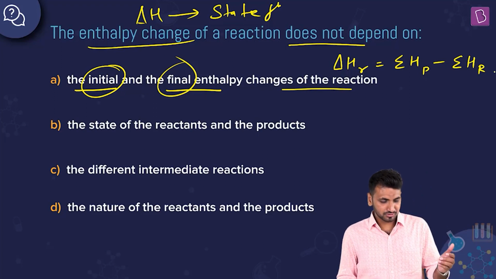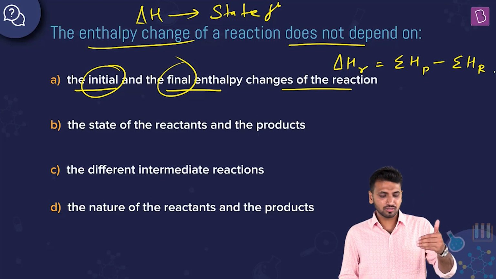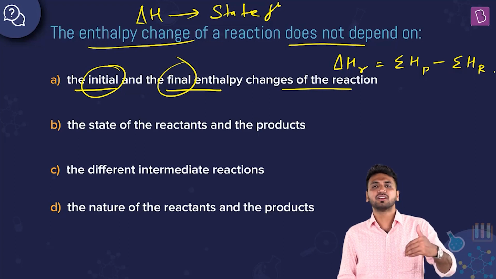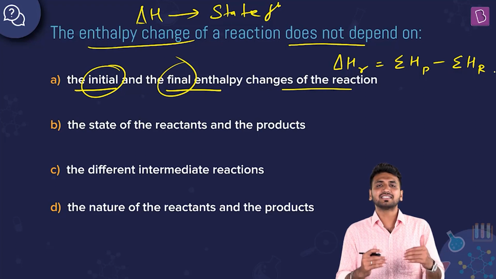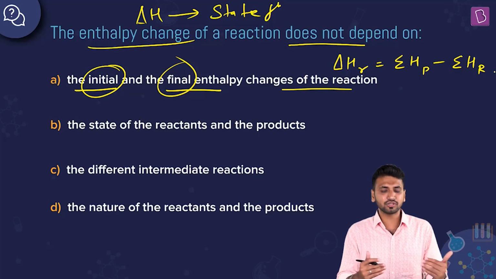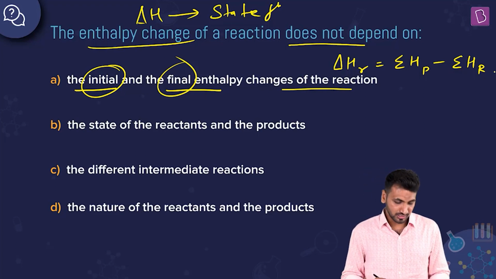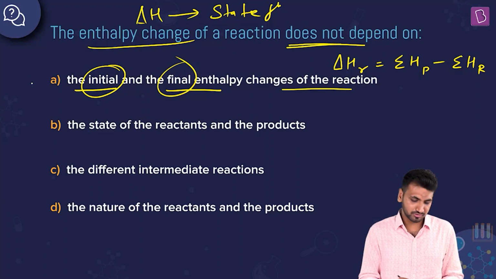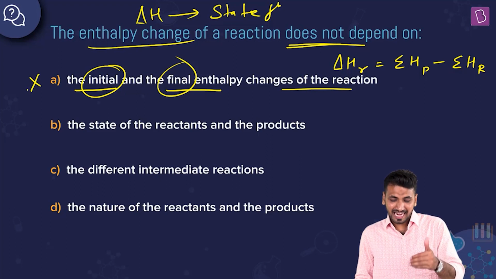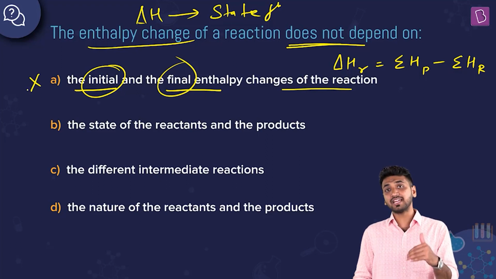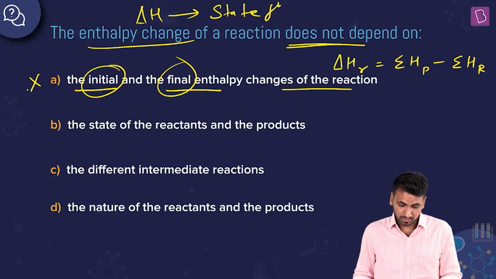Okay, so option A depends. The condition given in option A is related to enthalpy change, right? So we are looking for which does not depend. So A cannot be the answer. The state of the reactants and the products. State of the reactant and product. So how are you going to say that?